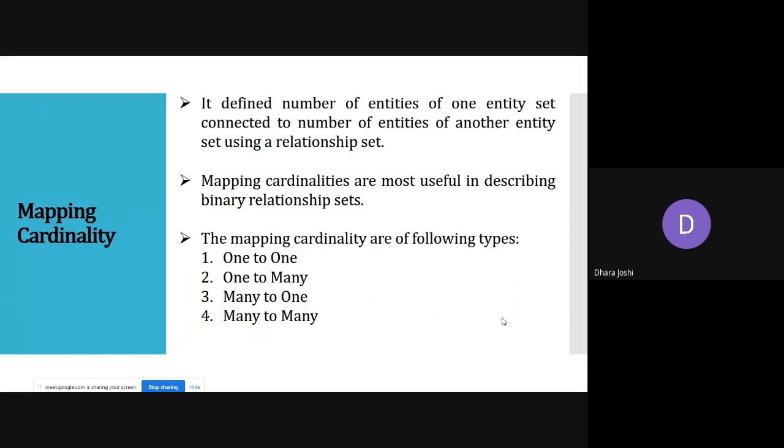Okay. And then we studied in the last session mapping cardinalities. Mapping cardinalities means if we have two different entities, then how one entity will be mapped with the other, and how many entities will be mapped with how many entities on the different side. So we have four mapping cardinalities: one to one, one to many, many to one, and many to many.